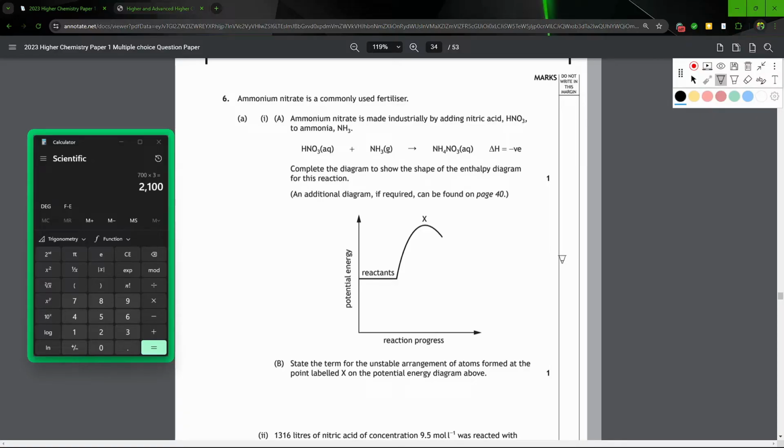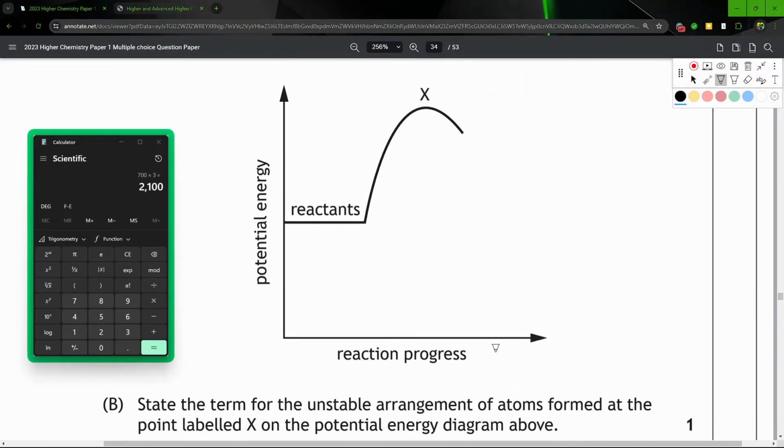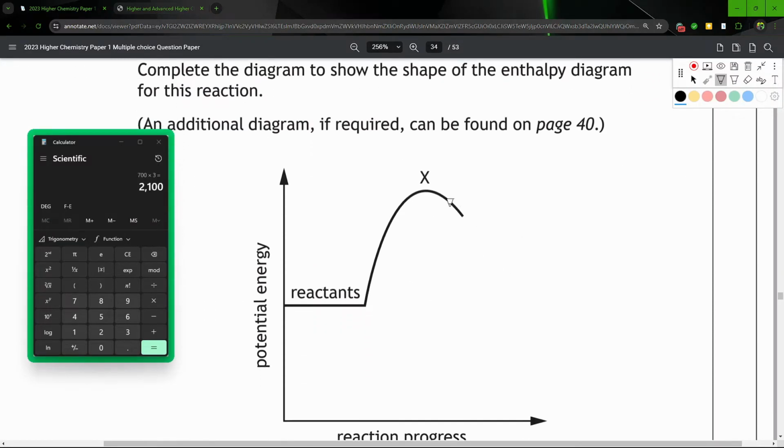Ammonium nitrate is made industrially by adding nitric acid, HNO3, to ammonia, NH3. Complete the diagram to show the shape of the enthalpy diagram for this reaction. Okay, well, it says here that the enthalpy change is negative, which means it's an exothermic reaction, and it means that we'll have less potential energy in the chemical than we had in the reactant, which means this is going to go down and then sit the products here.